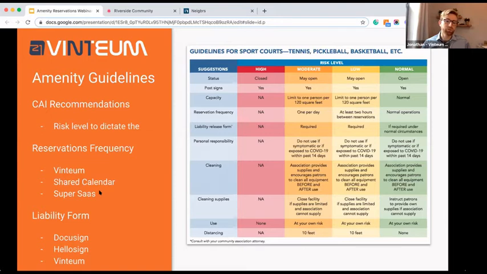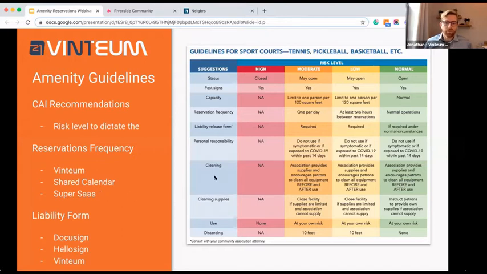We use a couple tools here at Vinteum for other things like DocuSign or HelloSign, which could also be used. Vinteum has this liability form release tied into it, but again, it's just really important to protect the community, protect the board. There's a lot of unknowns and a lot of uncertainty around COVID-19, specifically the liability. It's a pandemic. It's a tough situation to prove negligence and that sort of thing, but better safe than sorry, that's for sure.